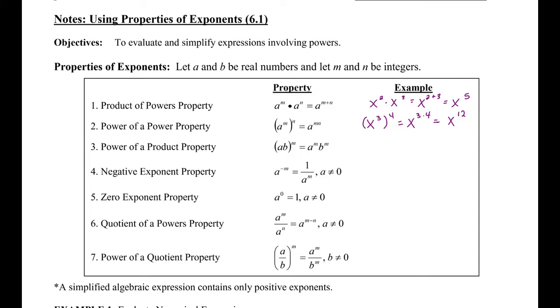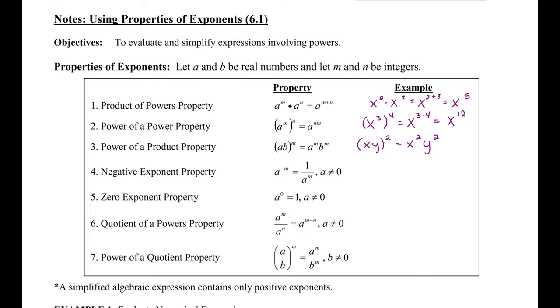The third property is the power of a product property, which is similar to the power of a power property. We're still going to multiply the exponents together. We just want to make sure that that m goes to both terms inside the parentheses. So for example, if I have xy squared, that 2 attaches itself to the x. It also attaches itself to the y.